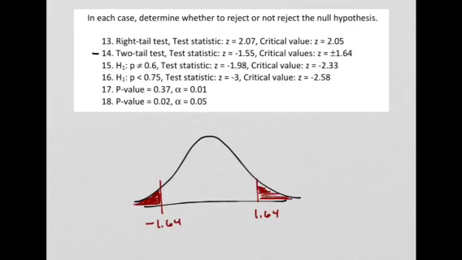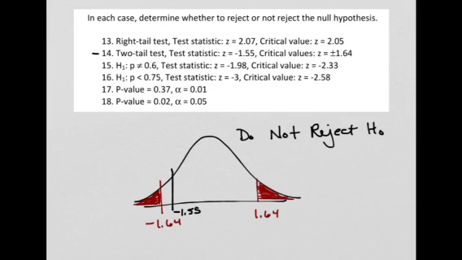So again, I'll shade that. You don't really need to shade it, but if you like to, you can do that. And I mark my test statistic, which is at negative 1.55. So I'll say it's about here, negative 1.55. That is not in the rejection region, so I would not reject the null hypothesis. You could say do not reject the null hypothesis. So that's the conclusion we reach for number 14.